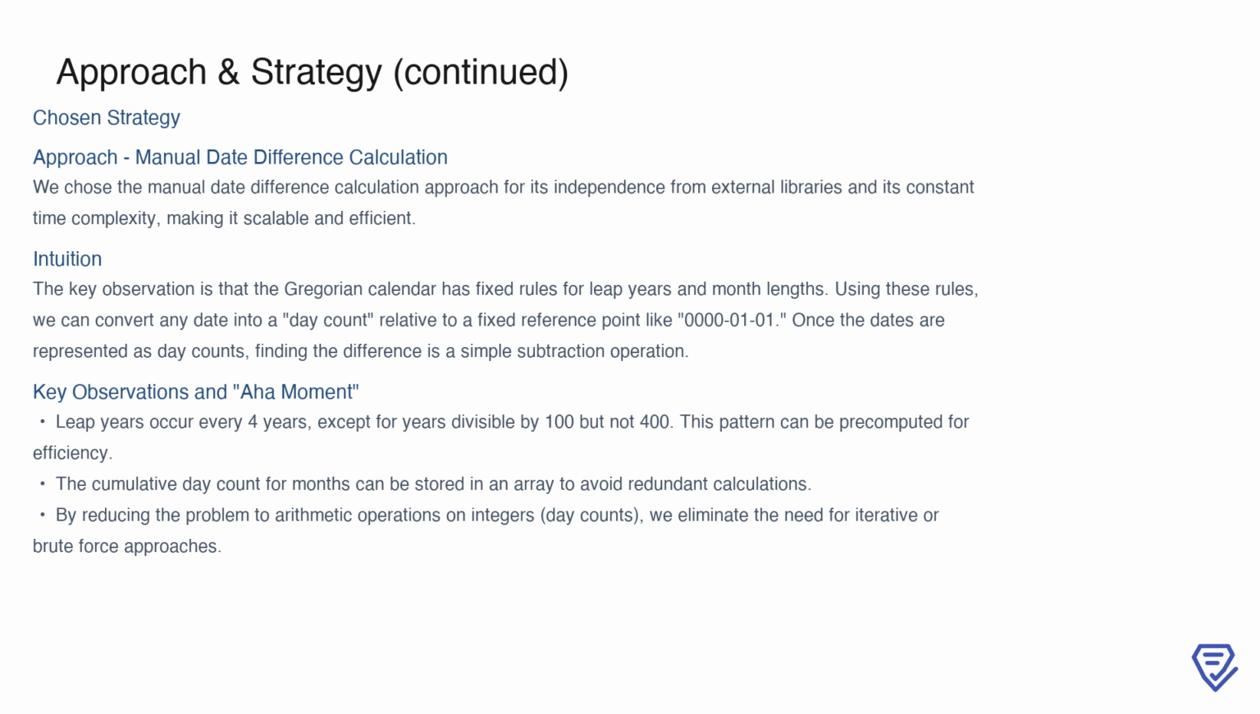The key insight here is that the Gregorian calendar operates on fixed rules for leap years and month lengths, which we can leverage to convert any date into a day count relative to a reference point, such as January 1st of year 0. Once dates are expressed as day counts, calculating the difference becomes a straightforward subtraction.